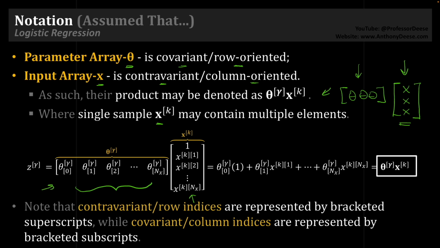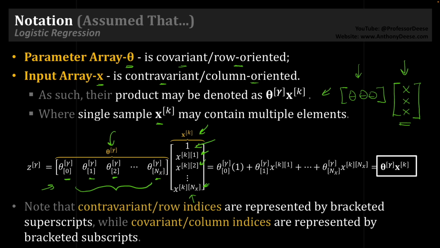I can spend a quick second explaining it. Again, you have the parameters associated with a given classification, where the classification is the superscript. The subscript here, that tells us what parameter number it is. Then we have the state x, the input associated with a given sample. And then you have 1, 2, 3, all the way down to n_x, where the second superscript bracket tells you which input you're dealing with.